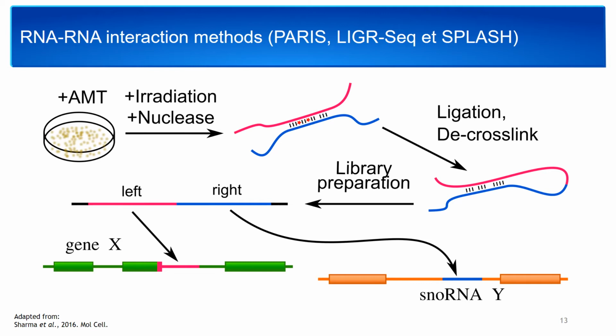A nuclease step is used to concentrate the interacting region, and subsequent steps of proximity ligation and decrosslinking produce a single RNA molecule that is used to do a library preparation. RNA-seq is then performed to retrieve the RNA-RNA interactions that were present in the cells.